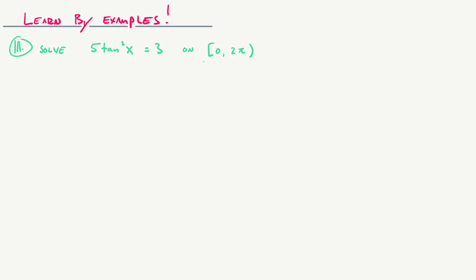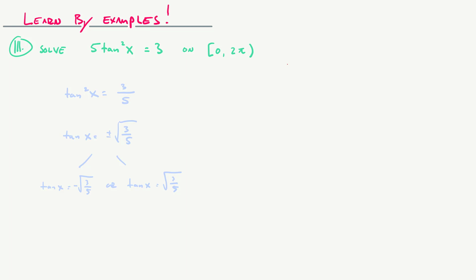And this time I'm giving us an interval, right? It's on the interval 0 to 2 pi here. Okay, well that's nice. So first I'm going to divide by 5, and then we'll take the square root of both sides, so we get tangent of x is equal to plus or minus the square root of 3 over 5. So I'm going to break it up into both plus and minus pieces, just to really separate that there are actually two equations here.